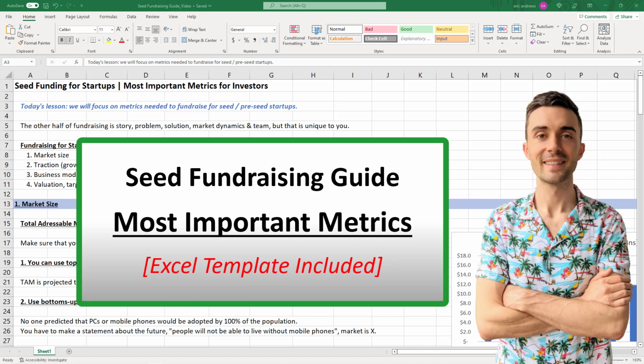I'm going to teach you about seed funding for startups and the most important metrics you need to present to investors when raising money. By the end of this lesson, you'll know exactly what information you'll need to have ready before you start fundraising.